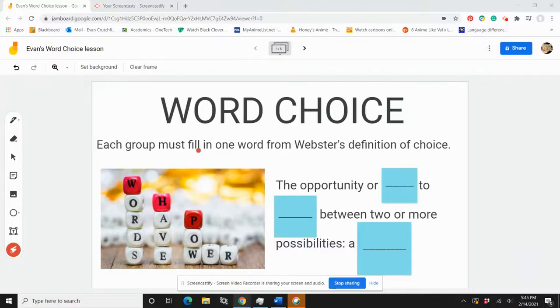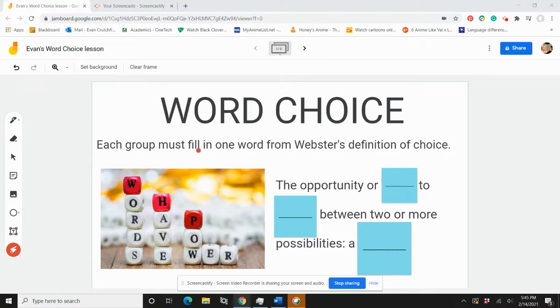All right, so my lesson that I chose was about word choice. So in slide one, each group, which I will assign three different groups for the entire class, must fill in one word from Webster's definition of choice. And they can use either a phone to look up the definitions or obviously a dictionary.